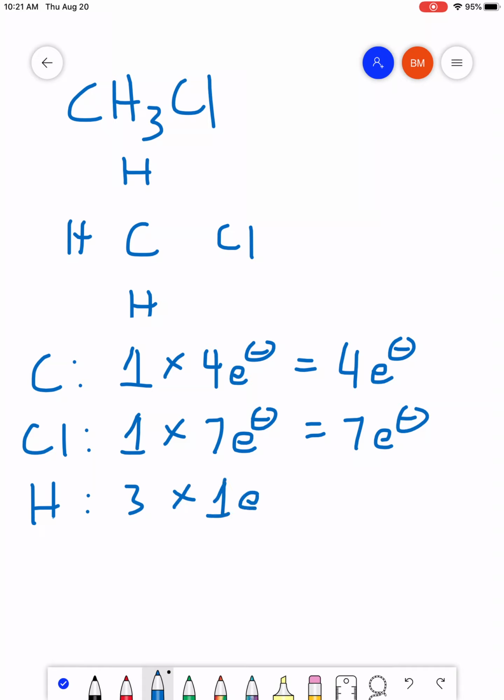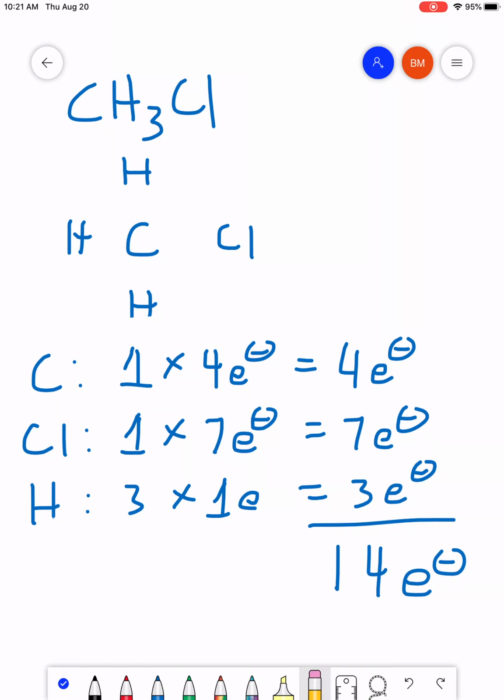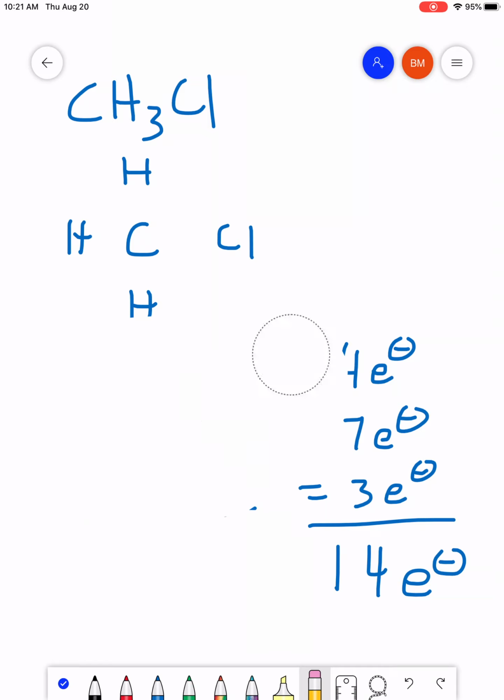Each one of them has 1 valence electron. That's going to be 3. So overall, we have to map out 14 different electrons. Let's go ahead and try to do that.